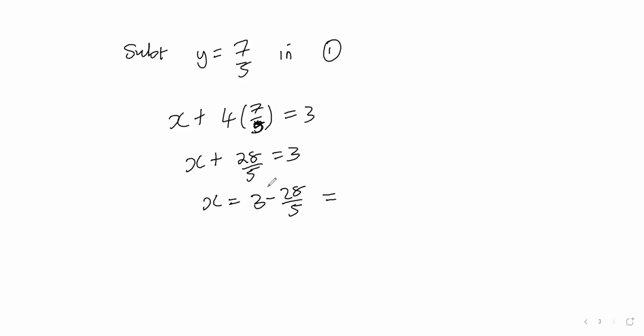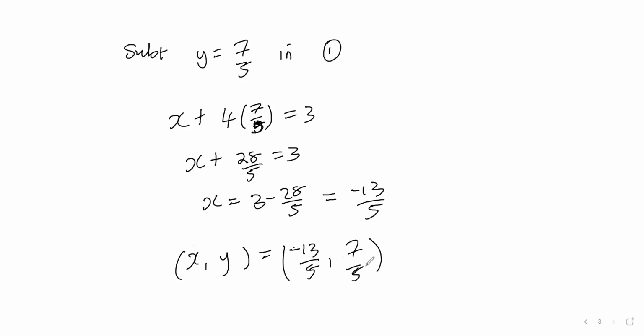Okay, quickly get your calculator and do that. 15 minus 28 is negative 13 over 5. So our solution (x, y) is negative 13 over 5, 7 over 5, basically. All right, so that's it by the elimination method.